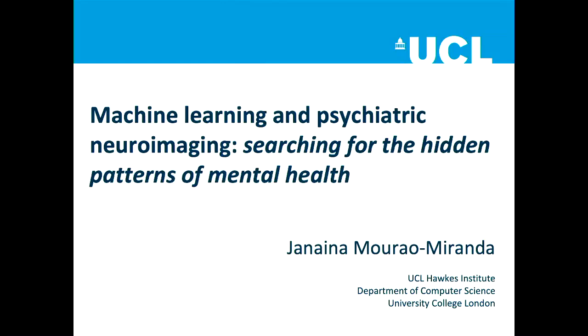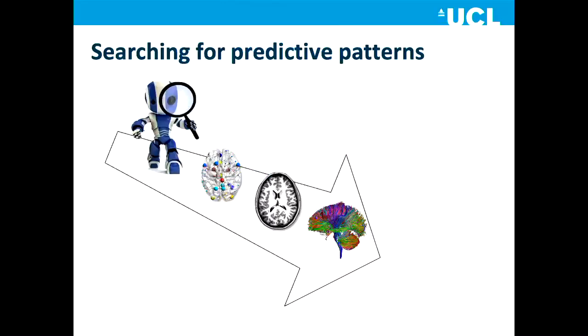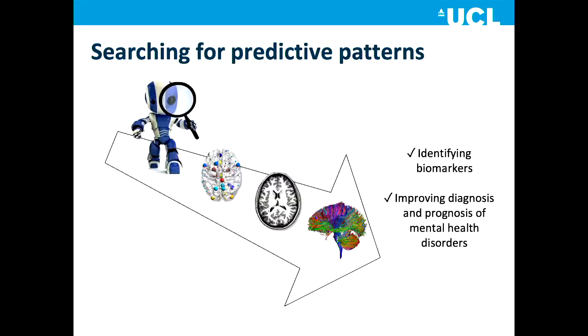I'll keep an eye on the time because it's supposed to be 30 minutes, so let's hope I don't lose the time. The title of my talk today is Machine Learning and Psychiatry, Neuroimaging: Searching for the Hidden Patterns of Mental Health. In the talk today, I will use examples from the work I have done with clinical collaborators over the years to illustrate how the combination of machine learning and neuroimaging techniques can help us to address different challenges in mental health and psychiatry, such as identifying biomarkers, improving diagnosis and prognosis of mental health disorders, and providing new tools for precision psychiatry.